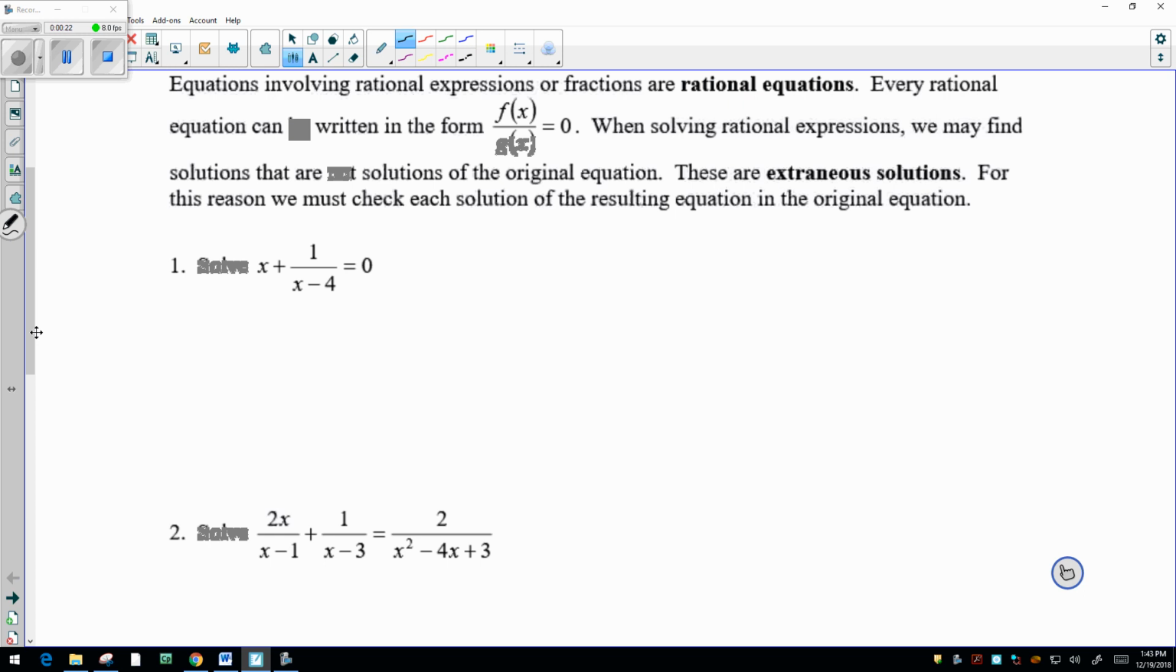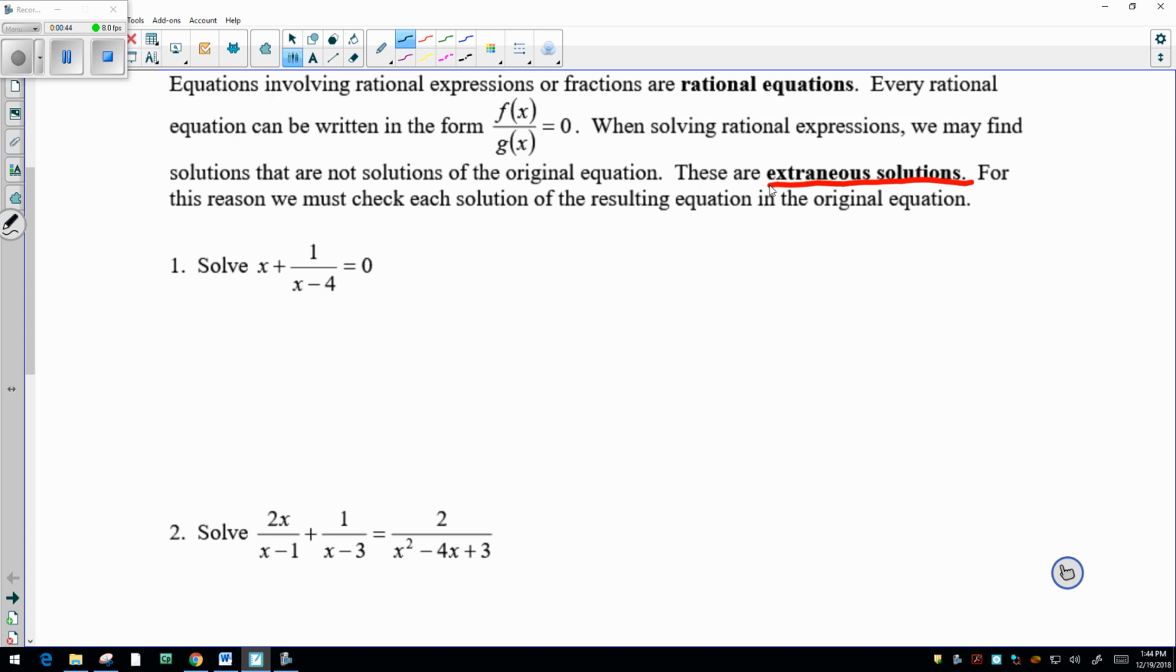The one thing that we want to keep in mind when solving a rational equation is that perhaps you're going to get things that are extraneous solutions. Those are answers that you'll get that are not going to work in the equation. So in other words, when you solve and you get an answer, make sure to plug it back in, check, and make sure that it works.